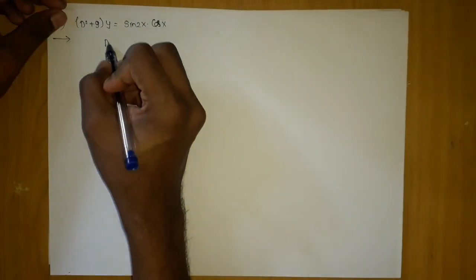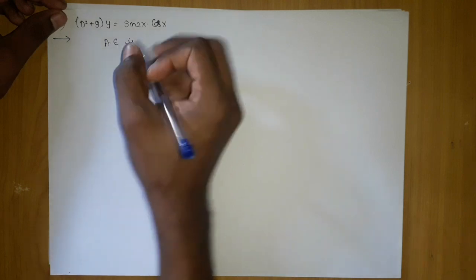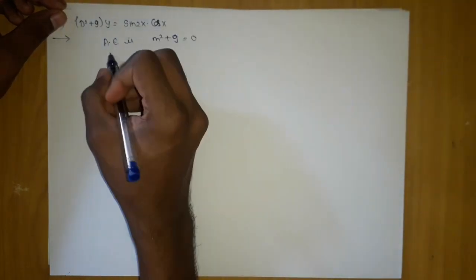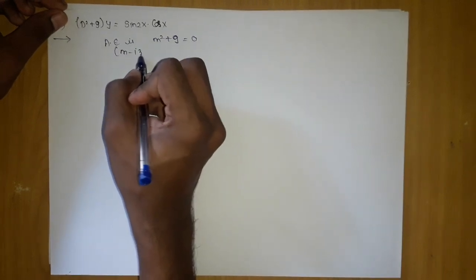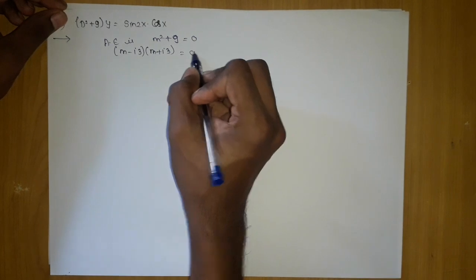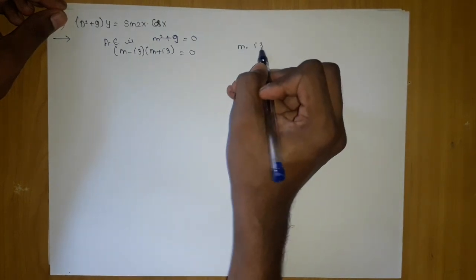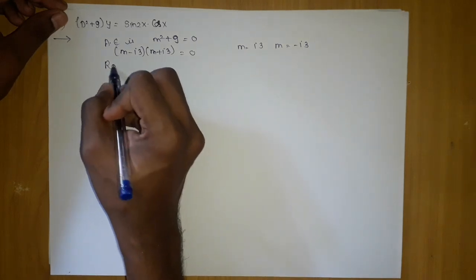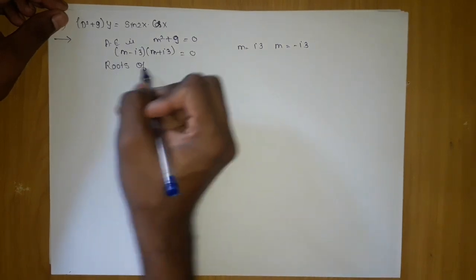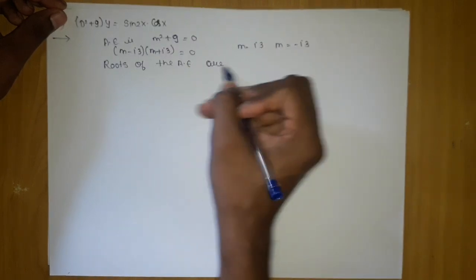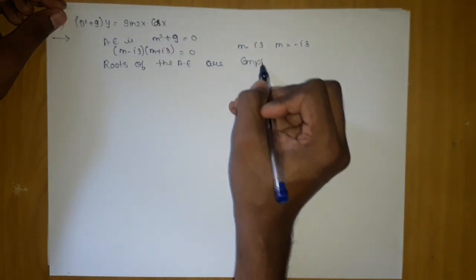So first thing will be as it is. The auxiliary equation is m square plus 9 equal to 0. If you solve it, you will get (m minus 3i)(m plus 3i), so m equals 3i, m equals minus 3i. Now what can you say? The roots of the auxiliary equation are complex conjugate.